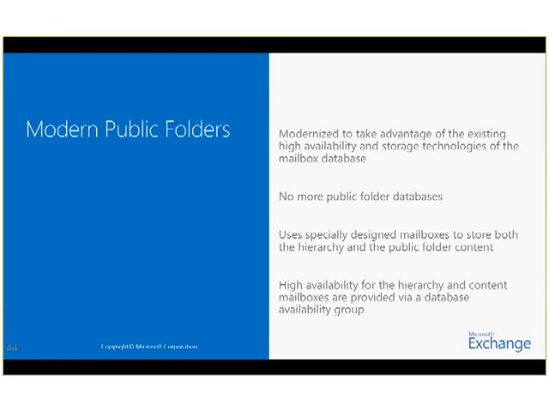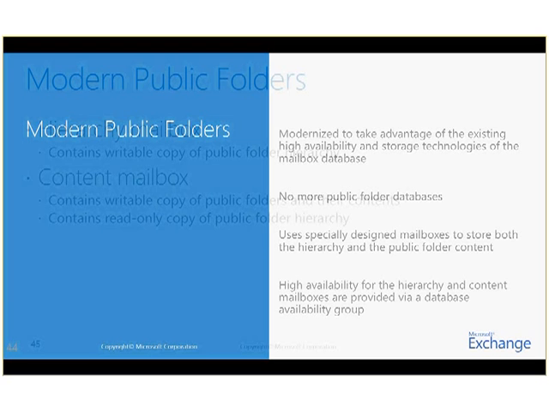Now, public folders in Microsoft Exchange have been modernized to take advantage of the existing high availability and storage technologies of the mailbox database. The public folder architecture uses specially designed mailboxes to store both the hierarchy and the public folder content. This also means that there's no longer a public folder database. Public folder replication now uses the continuous replication model. High availability for hierarchy and content mailboxes are simply provided now with a database availability group.